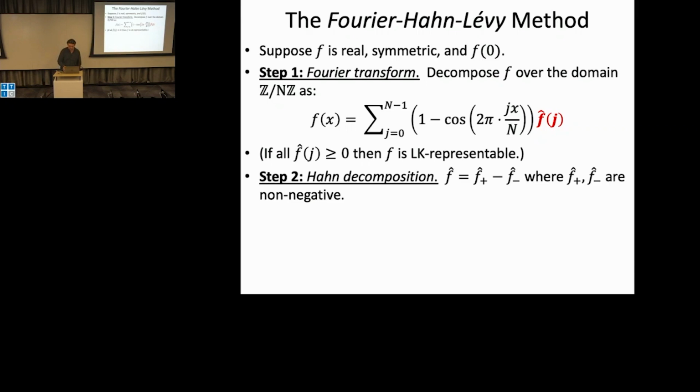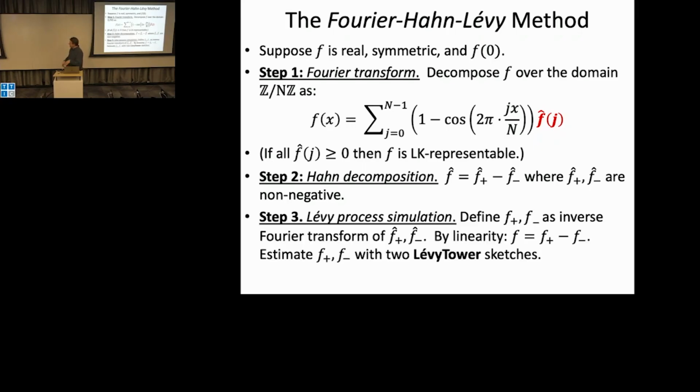Okay, so step 2. You take f hat and you separate it into the positive and negative coefficients. So f minus hat is the negation of the negative coefficients. You compute the inverse Fourier transforms of f plus hat and f minus hat. This is a linear transform, so you can express f as the difference between two functions, and each of these two functions is now Levy-Khintchine representable. You build the Levy-Tower for each, you estimate them, you subtract them, and you get your unbiased estimate for f.